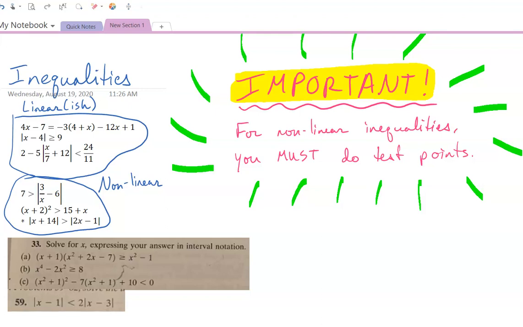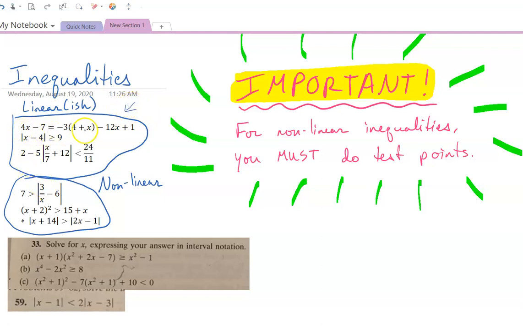I want to talk a little bit about inequalities and solving inequalities. First of all, this is really important, as you can see from the middle of the screen. If you have a non-linear inequality, basically we need to pretend that it is an equality, pretend that we have an equal sign, solve it as though it has an equal sign, but then we have to do test points, okay? So what I mean by that is over here on the left, all of these.